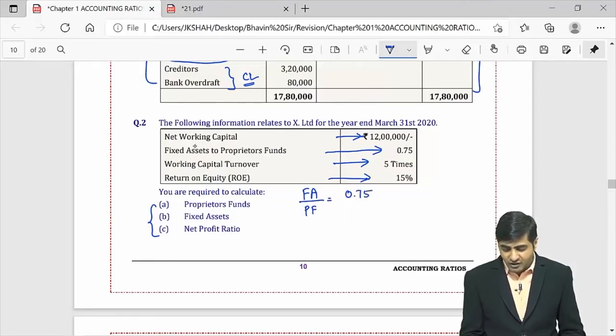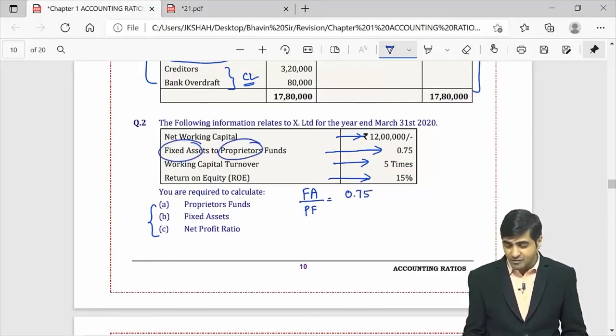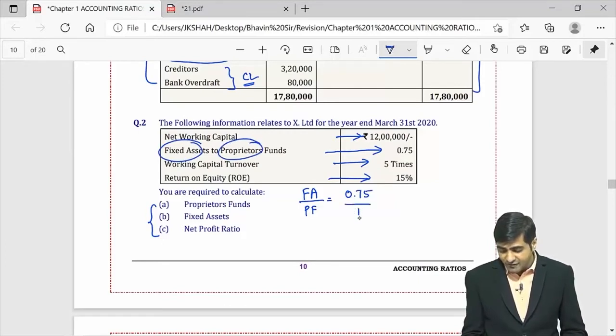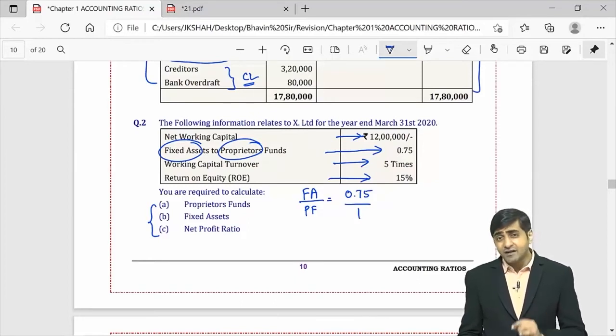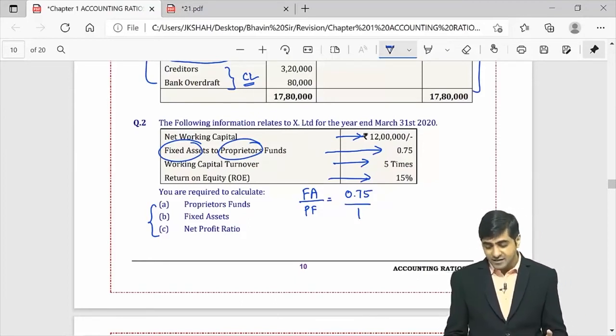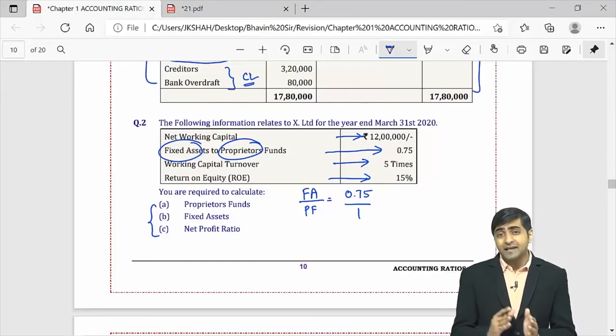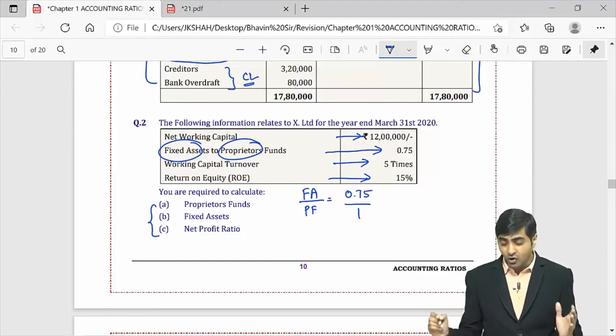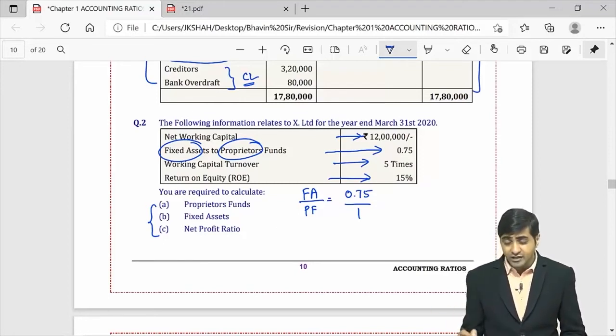Now, this is a balance sheet ratio, as you can see, both these figures are coming from the balance sheet. We'll take 0.75:1. So for every 1 rupee of your proprietors funds, 75% gets blocked in your fixed assets. So guys, what about your balance 25%? Obviously that will be invested in your working capital, because you all know your basic accounting equation: shareholders funds plus borrowed funds is equal to your fixed assets plus long-term investments plus your working capital.